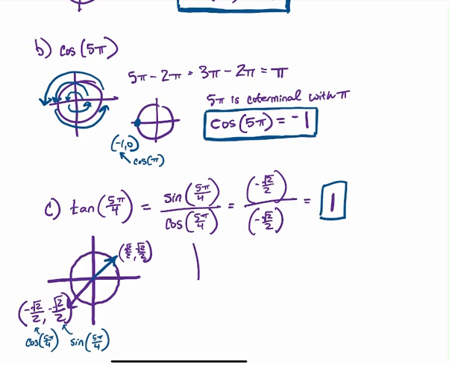But here I used this identity, this quotient identity, that the tangent is sine over cosine. So that was helpful. So I'm just using the unit circle point there, which gives me the sine and the cosine. So I just want to divide the coordinate points.